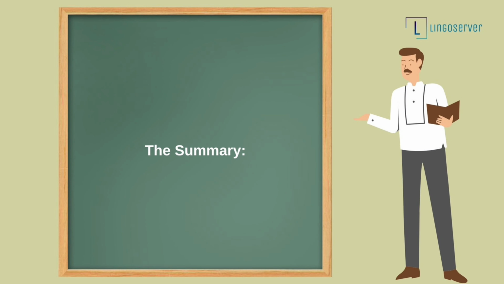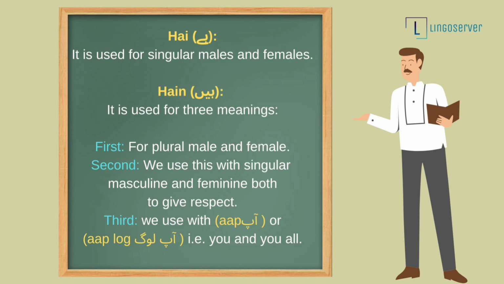And now the summary of the lesson. Today we have learned the usage of all the helping verbs of the हाल with examples. We have learned that है is used for singular male and female. हैं is used for three meanings. First, for plural male and female. Second, we use this with singular masculine and feminine both to give respect. Third, we use with आप or आप लोग, I mean you and you all.